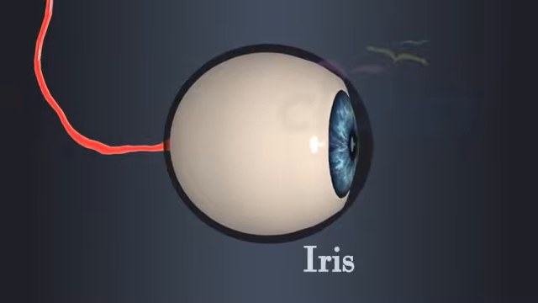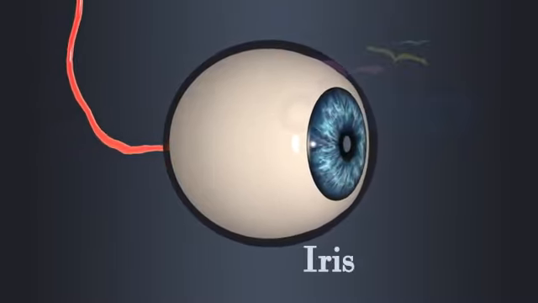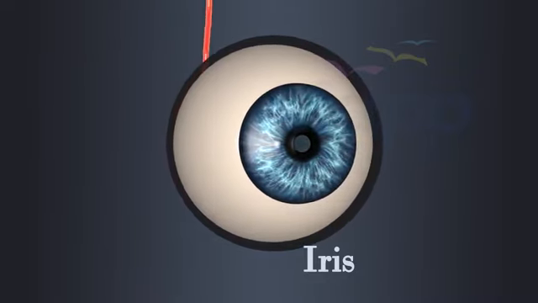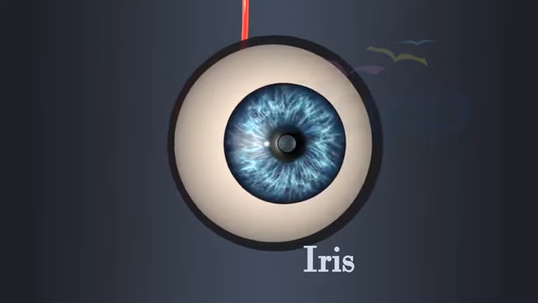Iris. The iris is the colored part of the eye located behind the cornea. It surrounds the pupil. The iris is made up of a colored muscular tissue that contains melanin pigment that gives its characteristic color. Muscles in the iris control the size of the pupil. By adjusting the size of the pupil, it regulates the amount of light entering into the eye.